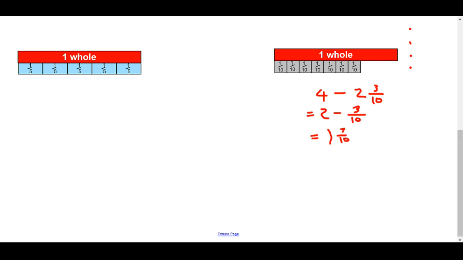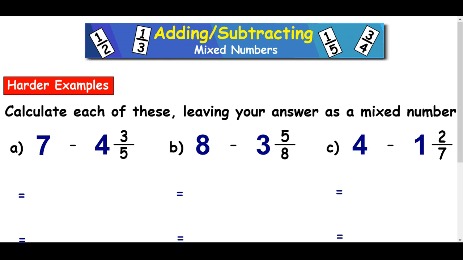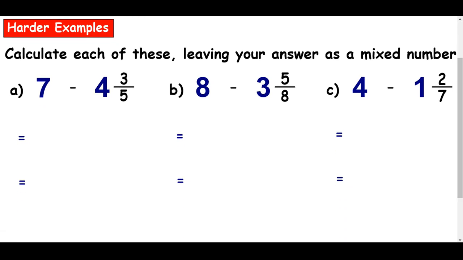Obviously, we want to try it without pictures, and we'll have a go at that with these 3. Right, so let's have a look. This is the way I would do it. So 7 take away 4 is 3, but I've still got to take away the 3/5. Now, if you picture those 3 bars, and you're taking away 3/5, then you're down to 2 full bars. You've taken a 3 away from the 5, and you've got 2/5 left over.